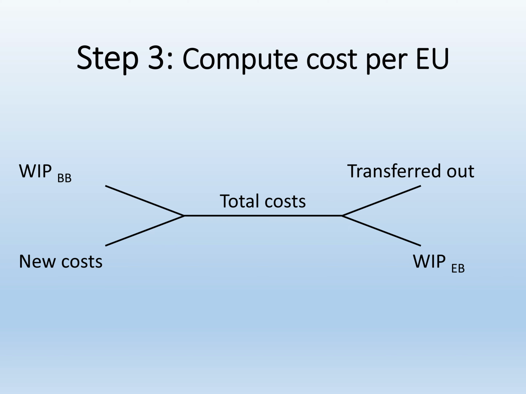Let's use the fishbone diagram to understand the situation in the mixing department in September. In the last chart, we figured out the dollar value of the work in process beginning balance. And we also figured out the dollar value of all of the new costs that were added in September. In addition, we figured out the total costs as the sum of the old costs plus the new costs.